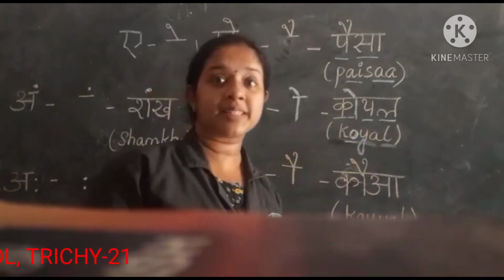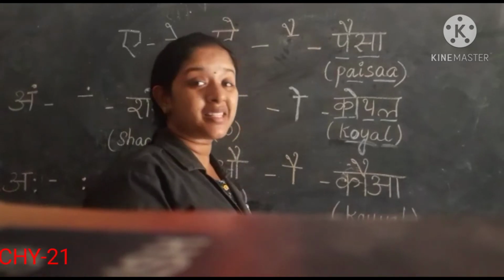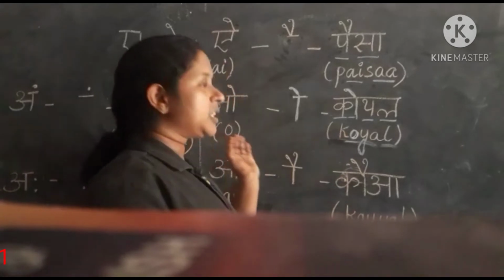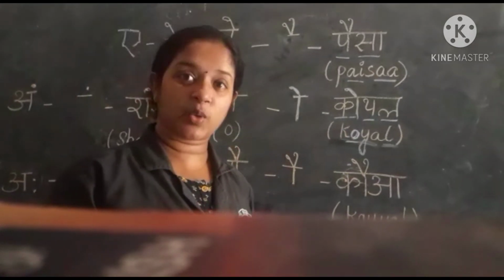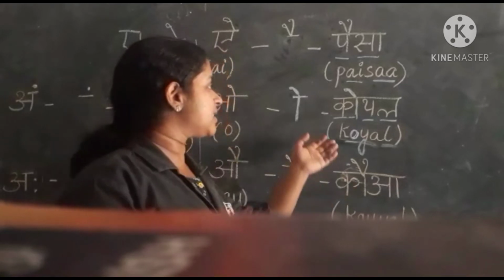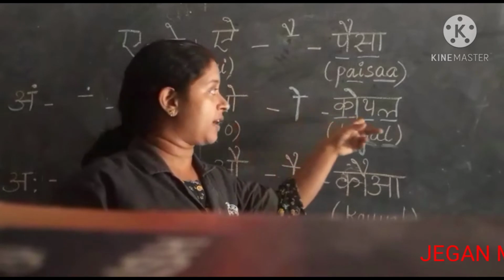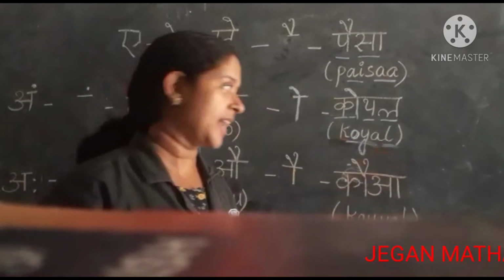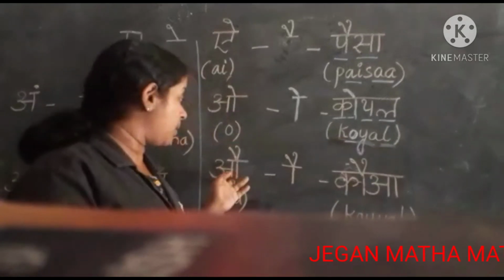Koyal means cuckoo, the bird cuckoo. Or otherwise, in Tamil you used to say kuyil. Okay, kuyil. So by using the symbol of O, I have written one word, that is koyal. Okay, next word. The next symbol is about ow.